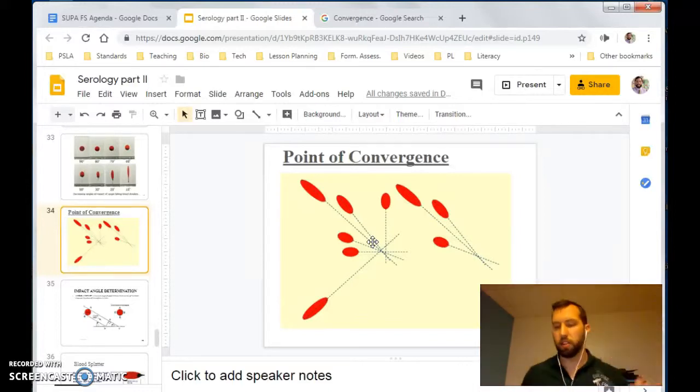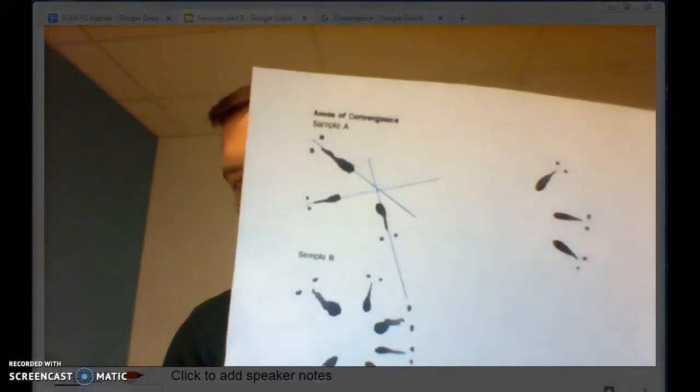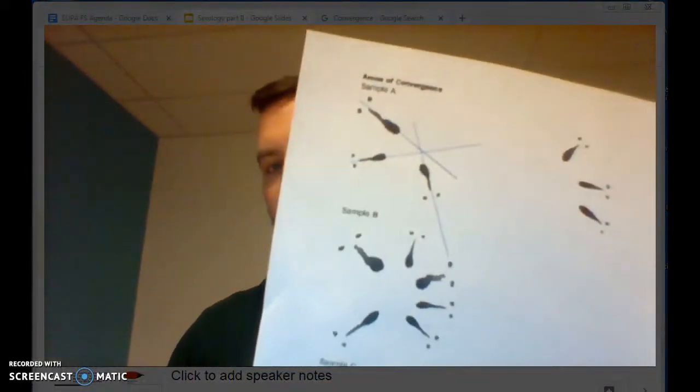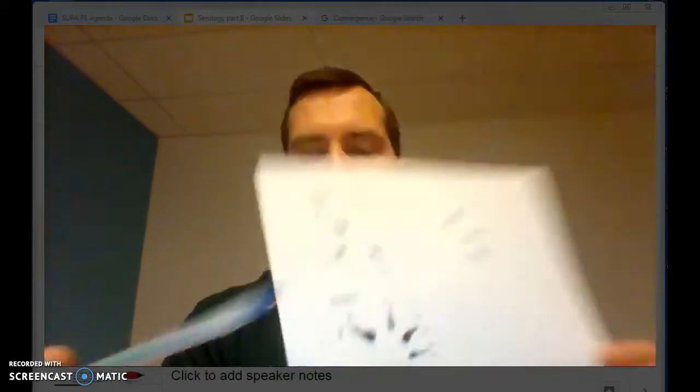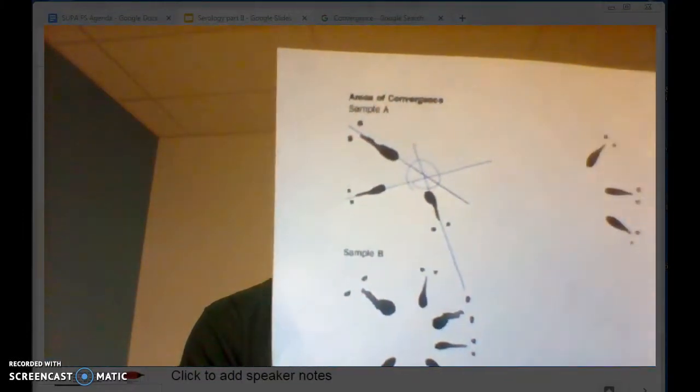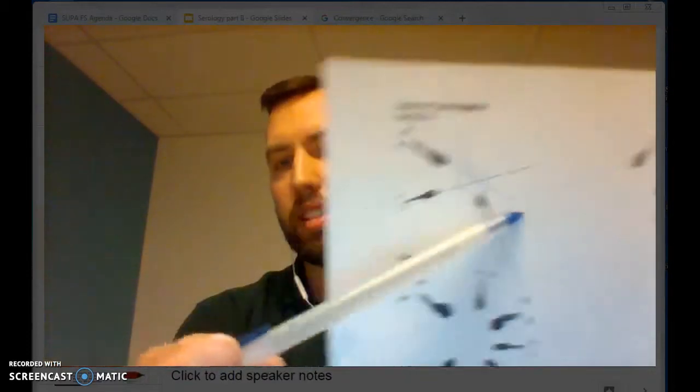I'll do the first one for you. You're going to take a ruler, and you're going to draw a line through each of those blood drops. So now you can see I have drawn the lines through the blood drops. And right where those lines meet, right here in the center, you're just going to draw a circle around those lines. That's what we call the point of convergence. Okay, so that means that all three of those blood drops came from this area in the same sample.